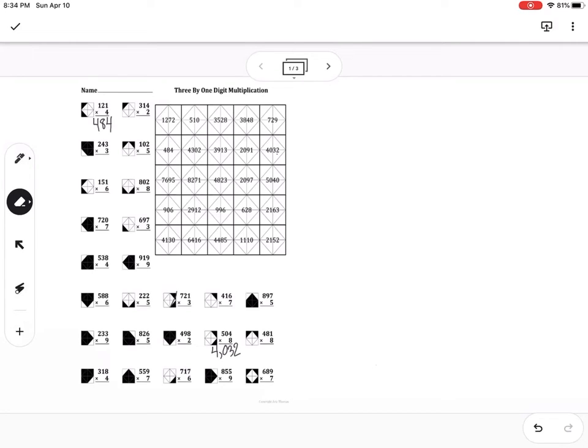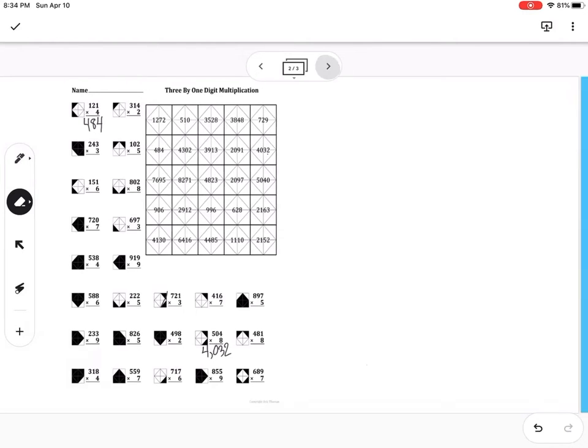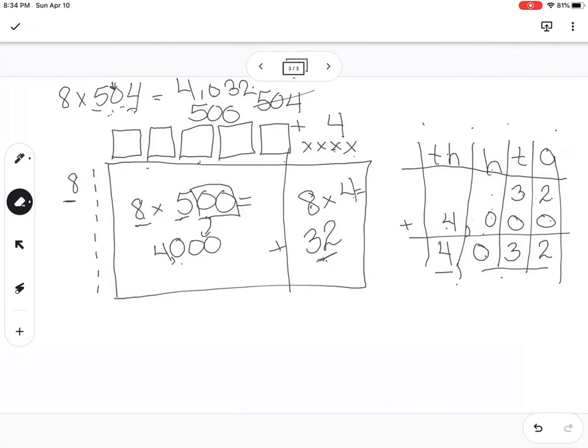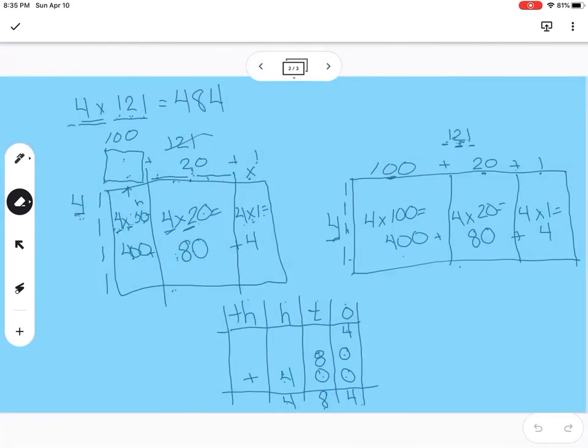Oh my gosh, my friends, we are getting so close to the end of 4th grade standards and multiplying. And it's not that bad. If you use your rectangle and break it apart and use your drawings, you've got it. There you go. Feel free to come back and look at this video again if you need more help.